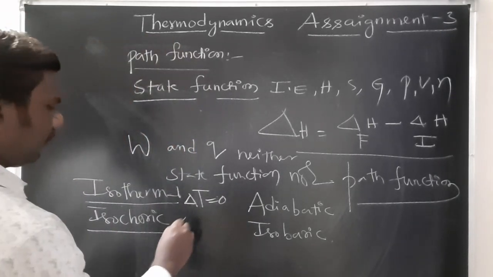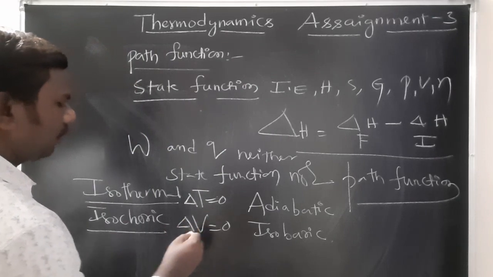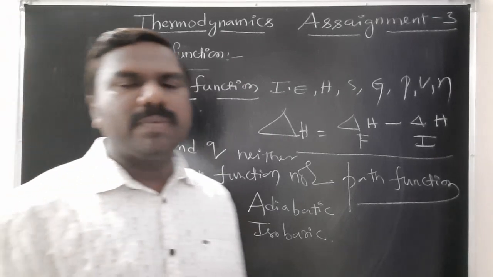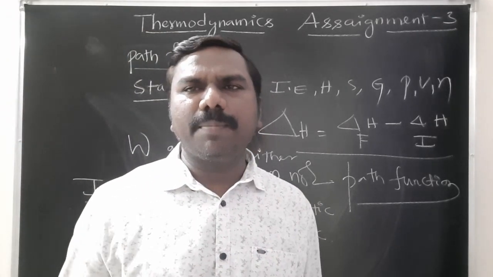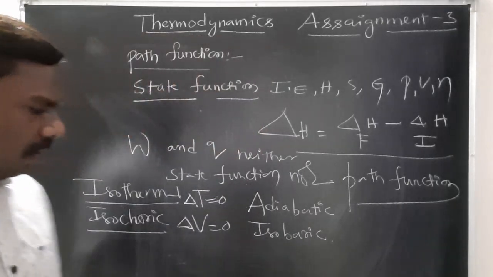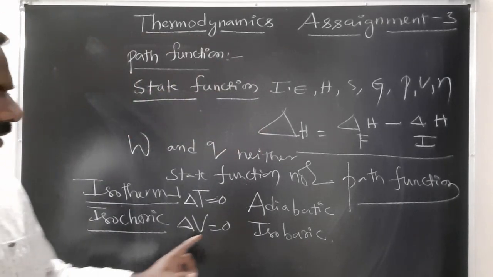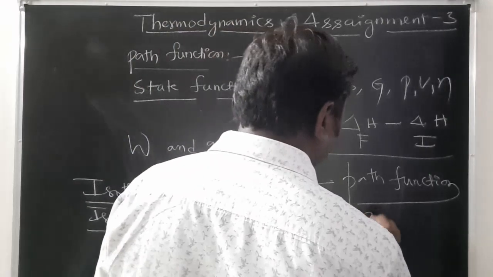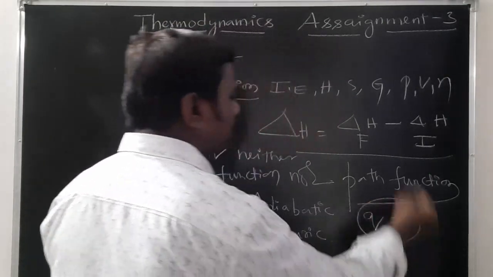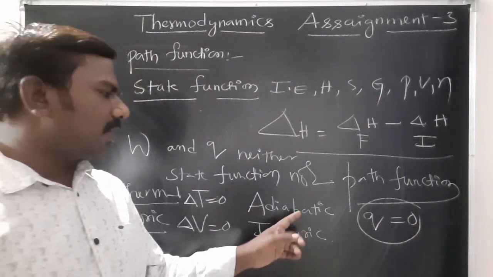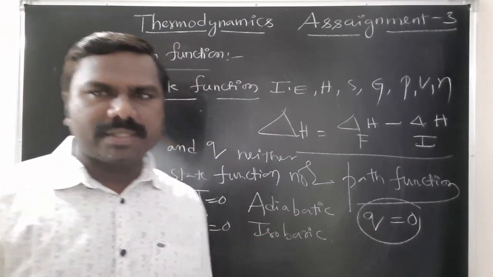Isochoric process: delta V is equal to 0. It means no change in volume in a particular system. That is called an isochoric process. Adiabatic process: Q, the change in heat, will be 0. That process is called an adiabatic process.